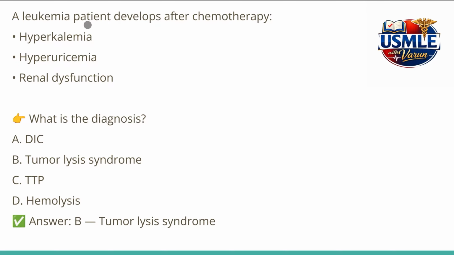A leukemia patient develops hyperkalemia, hyperuricemia, and renal dysfunction after chemotherapy is initiated. So, this could possibly be tumor lysis syndrome. Hyperkalemia, hyperuricemia, hypocalcemia, hyperphosphatemia. All these are the metabolic features of tumor lysis syndrome.